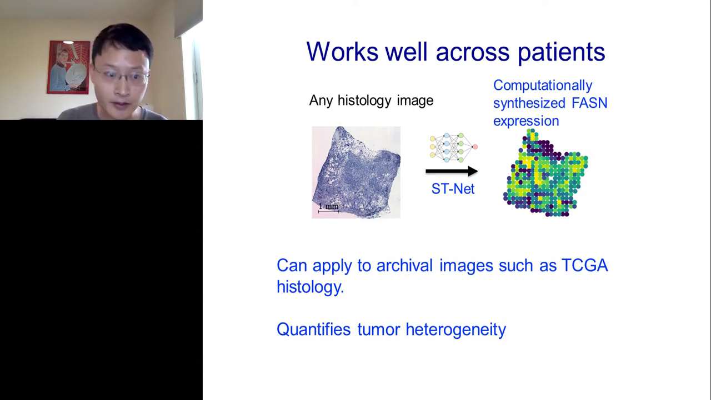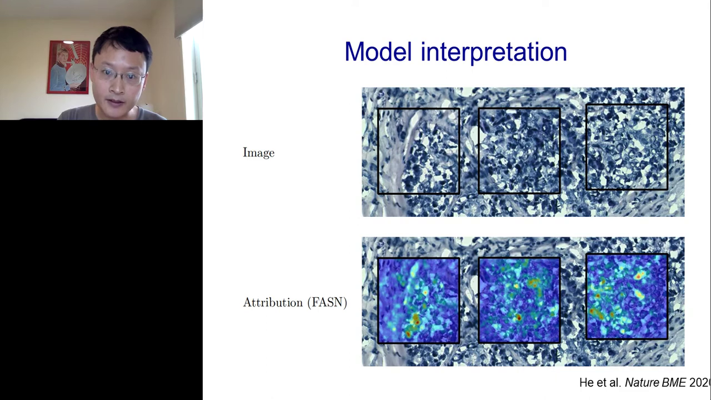synthesized expression profiles. It's also very interesting to us to see what these deep learning computer vision algorithms are looking at when trying to predict the expression profiles of different genes. So for example, here we show a zoomed-in version of the biopsy, and highlighted in the bottom row are the regions where the algorithm, STNet, is paying attention when it decides whether each region has high FASN expression. FASN, again, is one of the key breast cancer biomarkers.